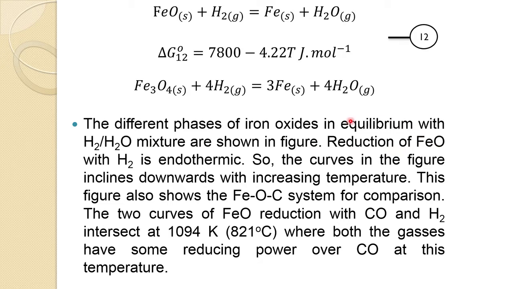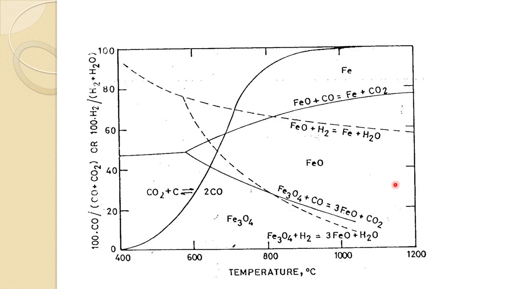So, reduction of FeO by hydrogen is endothermic, because these reactions are mostly endothermic. As you know, the slope of the curves in the figure would be downward. So, the curve inclines downward with increasing temperature, and as we said when we were discussing carbon, that reaction is exothermic, so it is upward, but this one is endothermic, so it is downward. In the system of iron, oxygen, hydrogen, these reactions are mostly endothermic, so these are more in the downward direction.